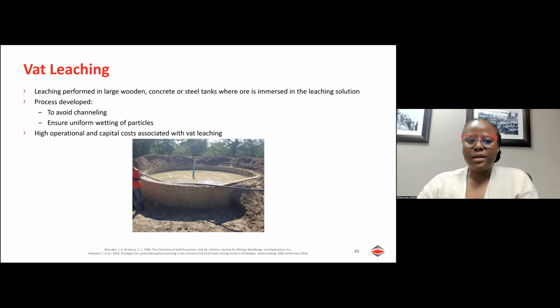So vat leaching is an older technology and it's not really commonly used in your big industries anymore. And this is due to the high operating and capital costs that were associated with erecting these types of vats.